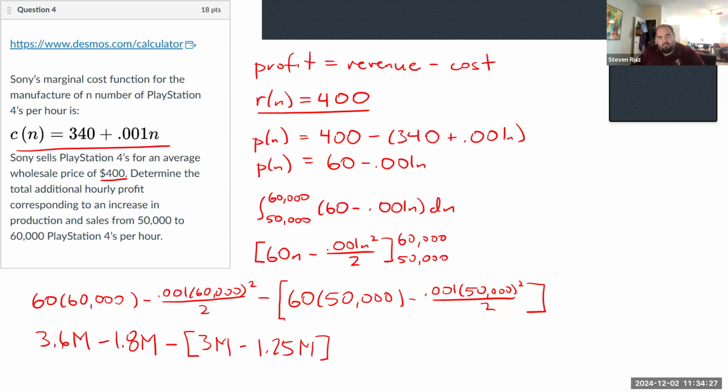So 3.6 minus 1.8 minus 3 plus 1.25. Let me try that again because that came out very small. I want to make sure. 3.6 minus 1.8 minus 3 plus 1.25. Well, that's what I'm getting. So that equals 0.05 million, which we can re-express as what?